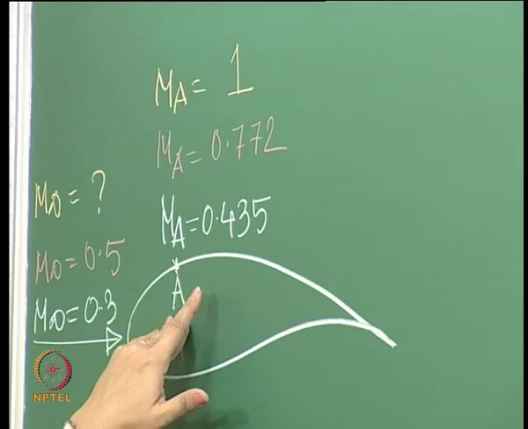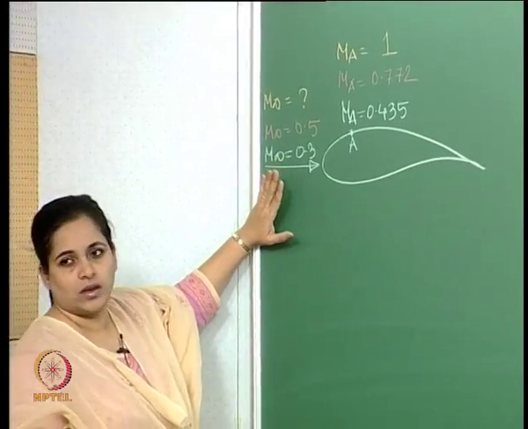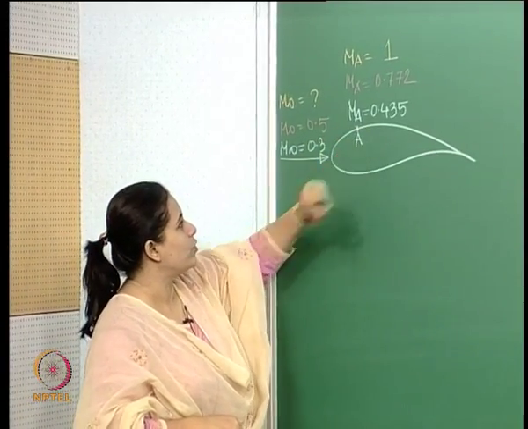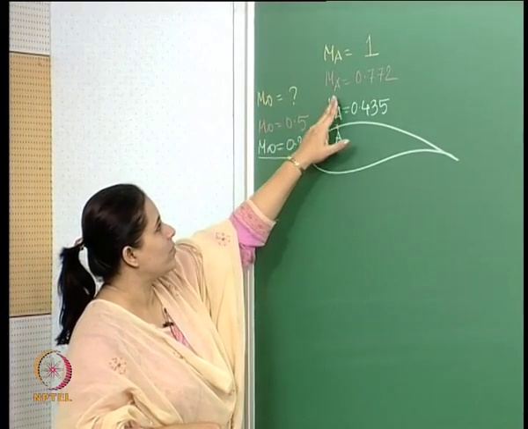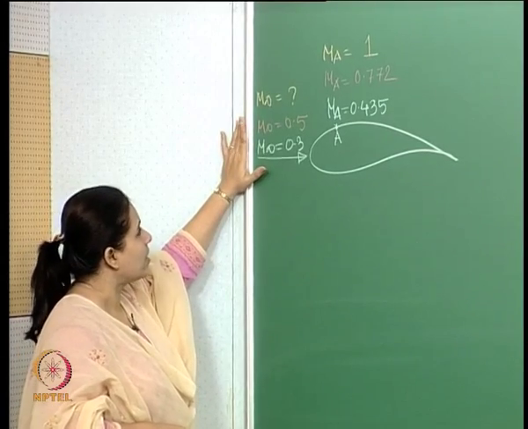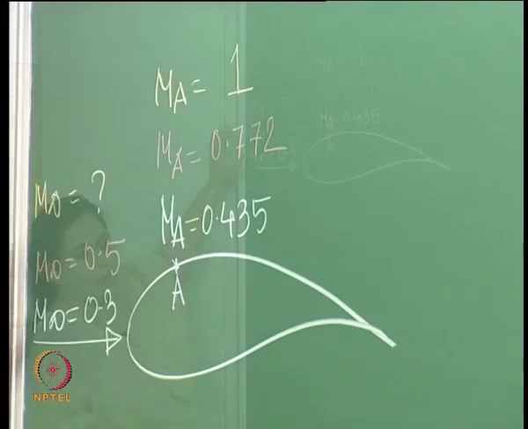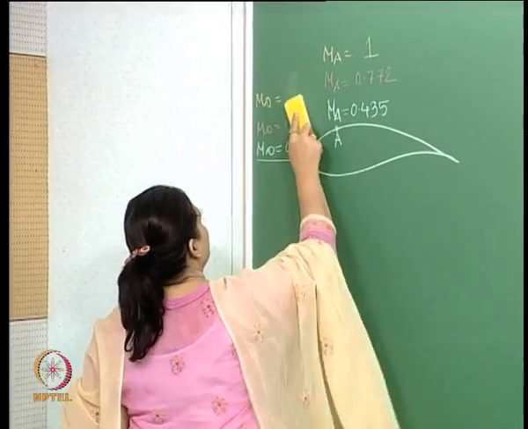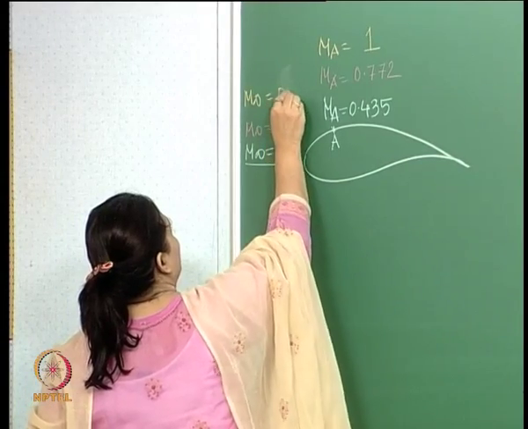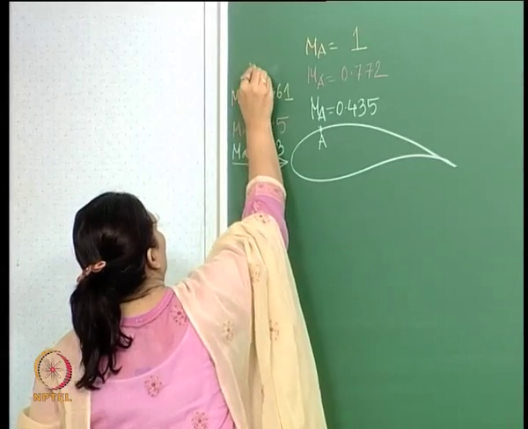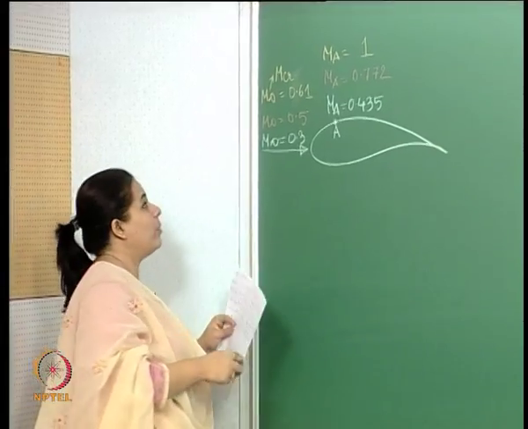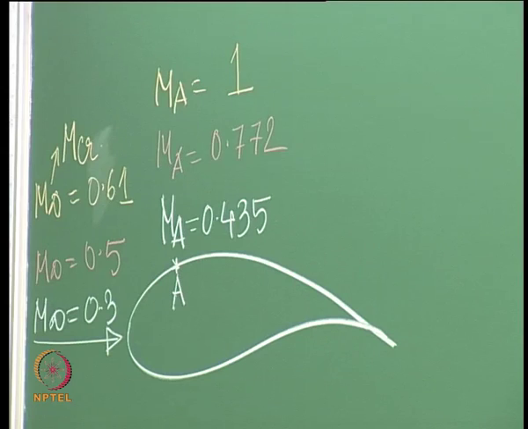So what we are doing here is, first we said that we have a location here which is minimum pressure, maximum Mach number. We have an incoming Mach number of 0.3, and the corresponding Mach number here is 0.435. We increase this Mach number to 0.5, so the corresponding Mach number at A becomes 0.772. Now, what is the incoming Mach number to have a Mach number of 1 at this location, to have a sonic region? This Mach number is also called the critical Mach number. By definition, this is the Mach number at which sonic flow is encountered first by the airfoil.